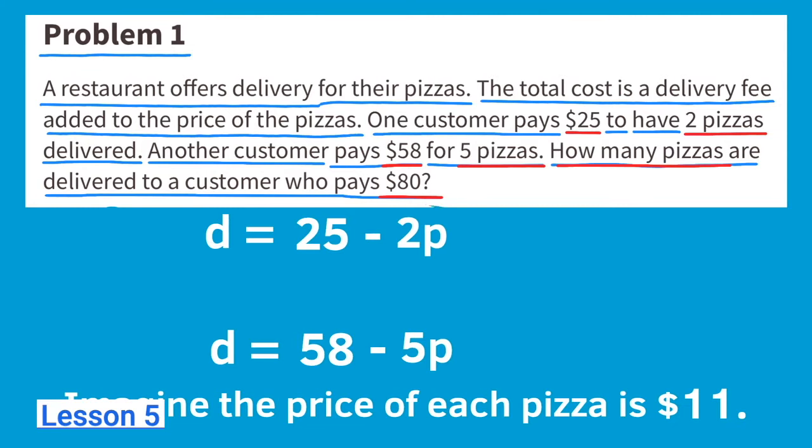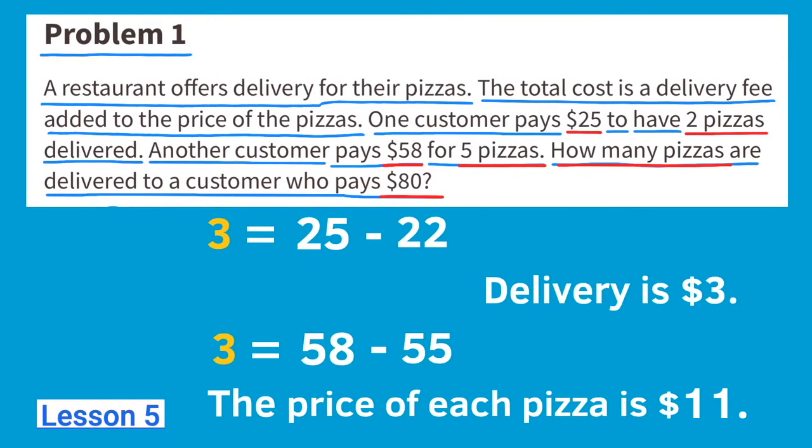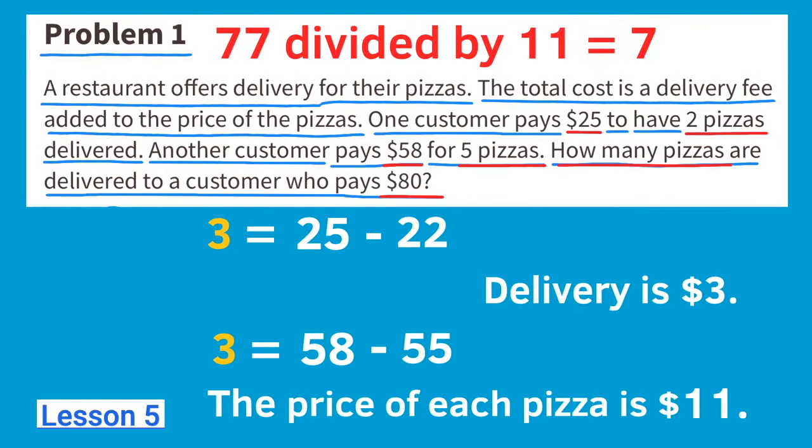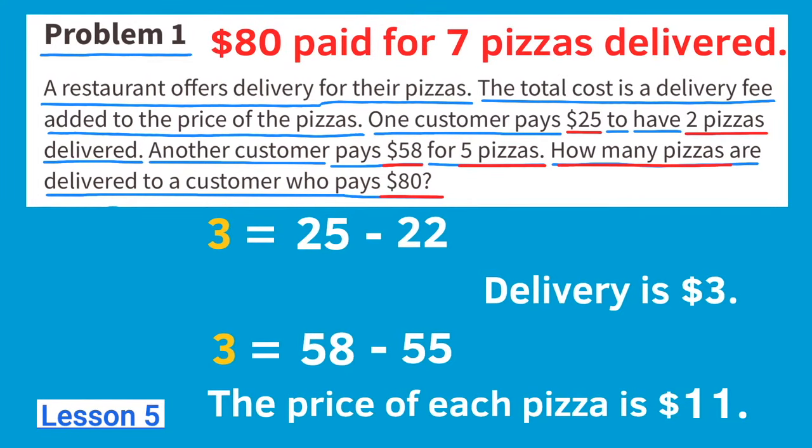2 pizzas times 11 is 22, and 5 pizzas times 11 is 55. So 25 minus 22 is 3, and 58 minus 55 is also 3. So we've figured it out. The delivery fee is $3, and the price of a single pizza is $11. Now we can use this information to figure out how many pizzas are delivered to a customer who pays $80. So $80 minus $3 for delivery equals $77 for pizza, and 77 divided by 11 is 7. So $80 paid for 7 pizzas to be delivered.